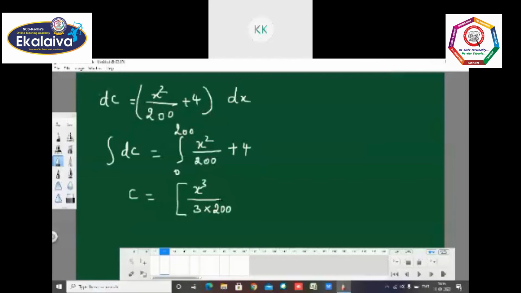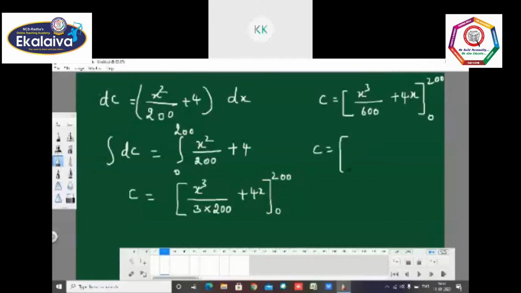So C equals x cube by 3 into 200, the constant as it is, plus 4x. What is the limit? 0 to 200. So C equals x cube by 600 plus 4x, limit is 0 to 200.